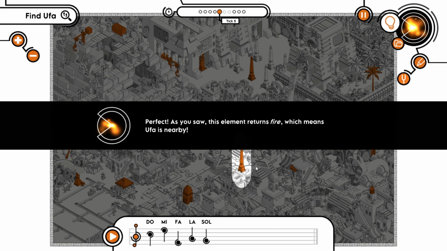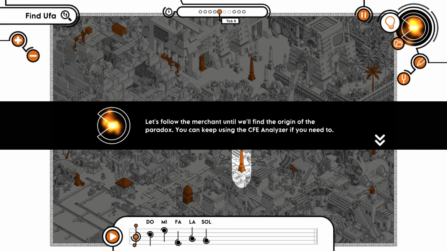Perfect. As you saw, this element returns fire, which means Ufa is nearby. Let's follow the merchant until we find the origin of the paradox. You can keep using the CFE analyzer if you need to.